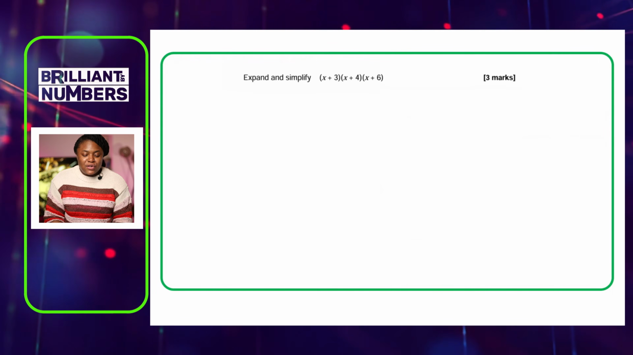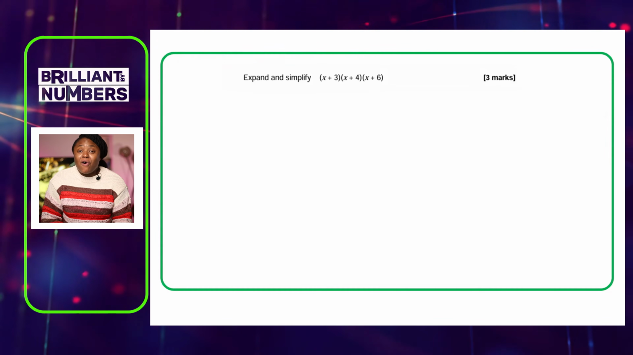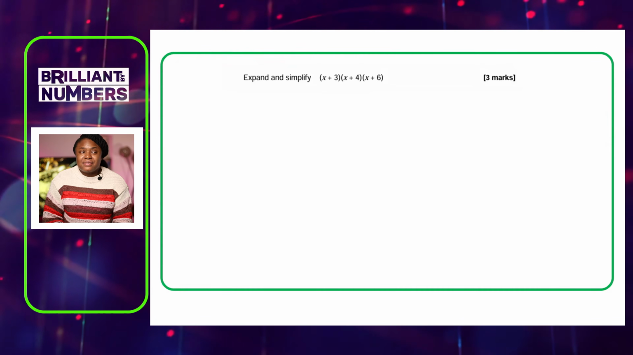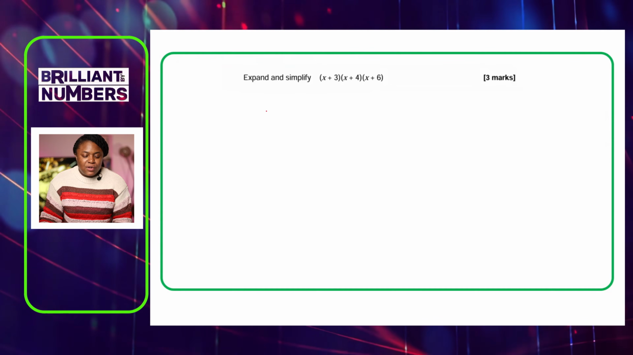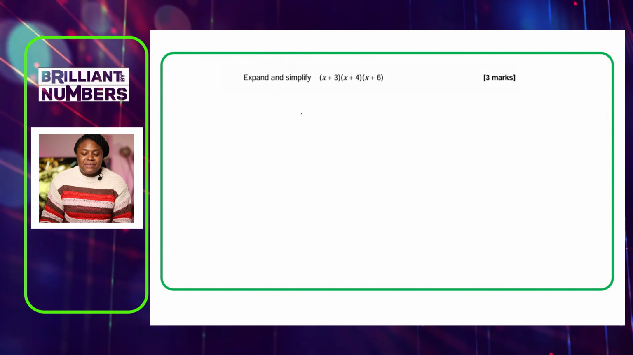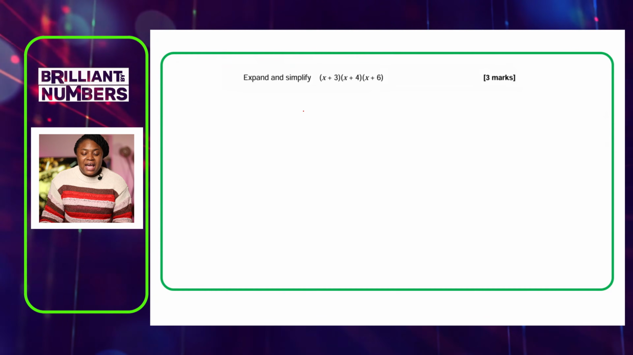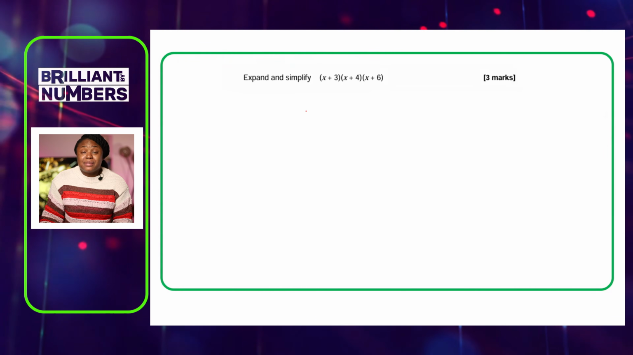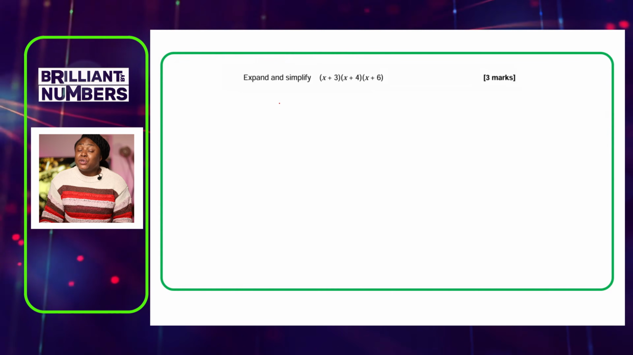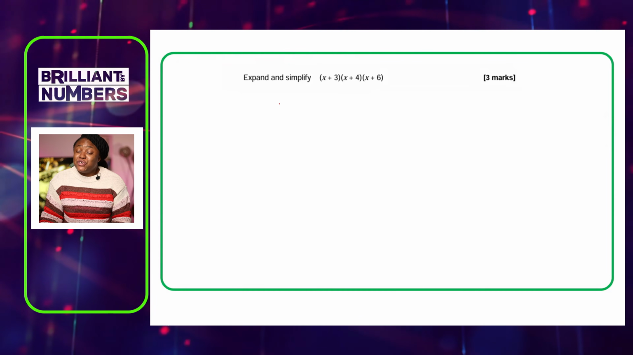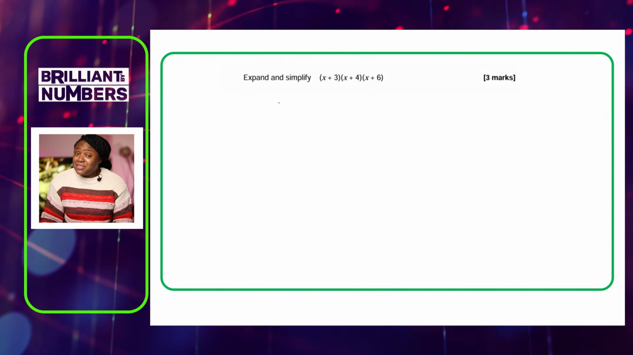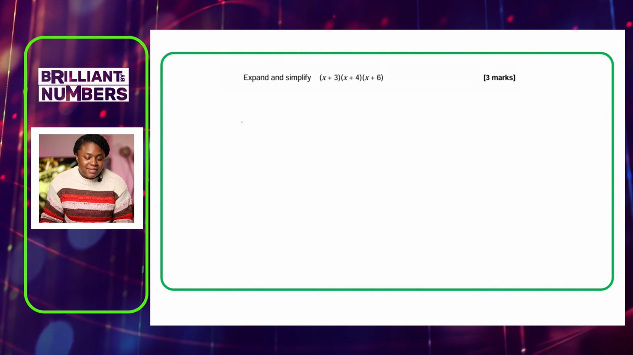We then move on to expansion of triple brackets. So I've got here expand and simplify x add 3, x add 4, x plus 6. So what we're going to do is to expand 2 brackets first, and then when we get our answer, we'll use it to expand the third bracket.